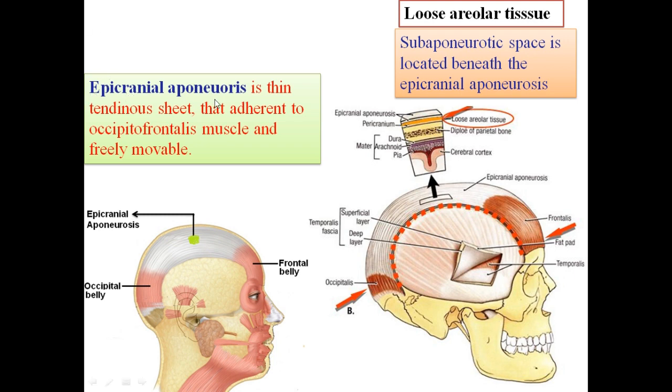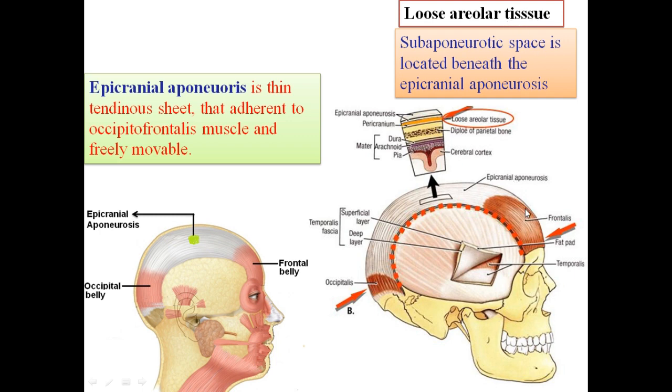And next we can see the third layer, that is the epicranial aponeurosis. This layer is a thin tendinous sheet that is adherent to the occipitofrontalis muscle and freely movable. Anterior to the epicranial aponeurosis is the frontal belly, and posterior to the epicranial aponeurosis is the occipital belly.